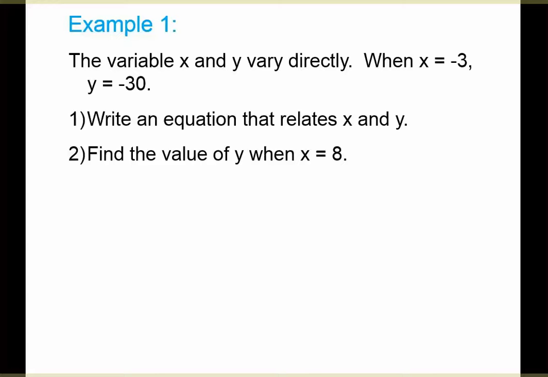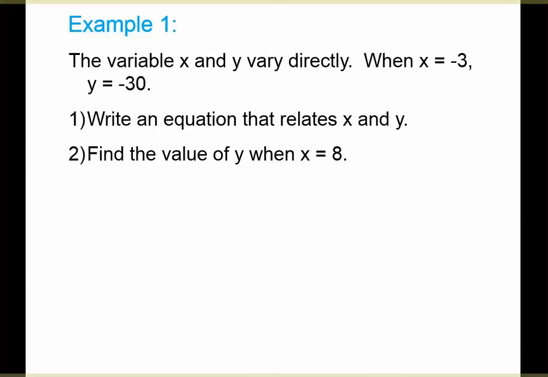So it says the variables x and y vary directly. When x equals negative 3, y equals negative 30. And I want you to do two things here. The first thing you're going to do is write an equation that relates x and y. And the second thing you're going to do is find the value of y when x equals 8.